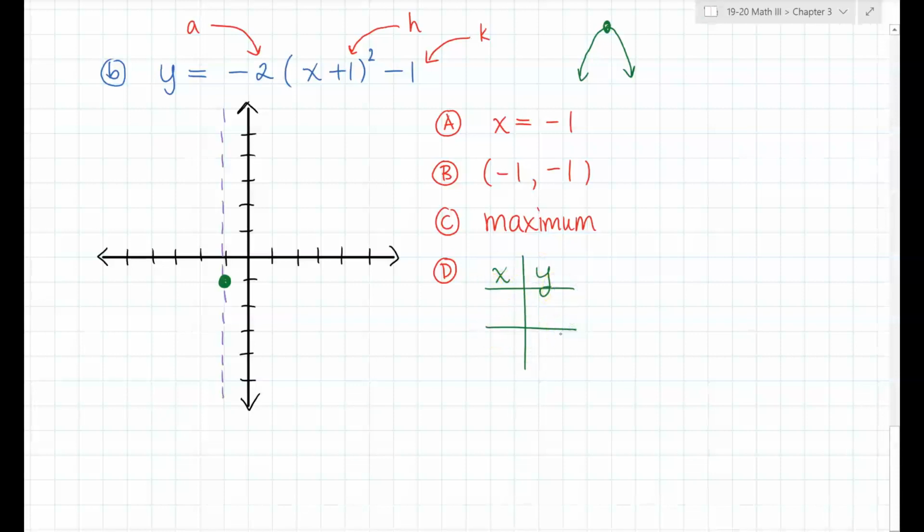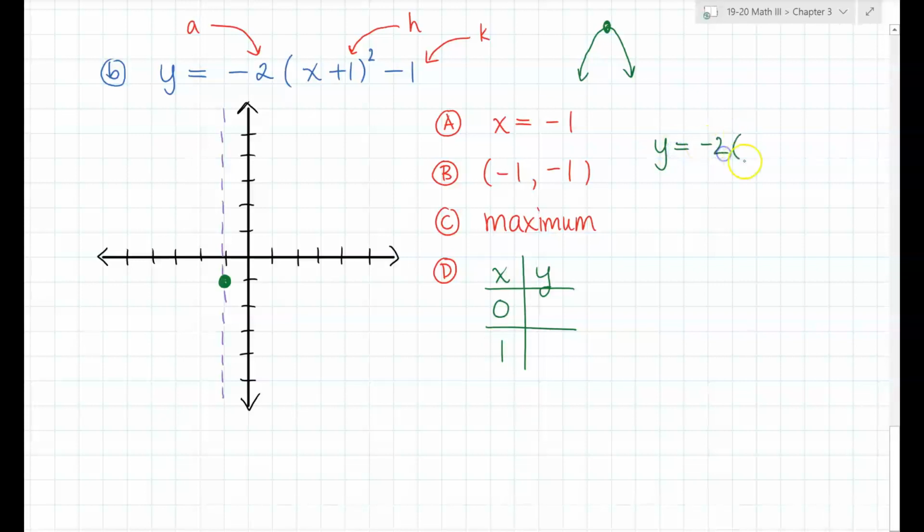And I'm going to pick two numbers to the left or to the right of my vertex. Okay, they have to be x values. So notice right now my x value is -1 for that point. So I'm going to pick a 0 and I'm going to pick a 1 for x, because those are two x values to the right side of my green point. Okay, so let's plug them into my equation.